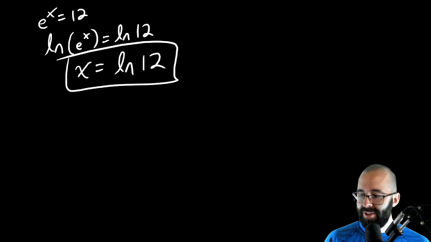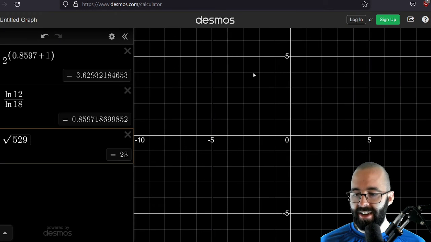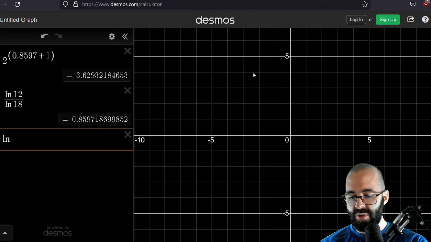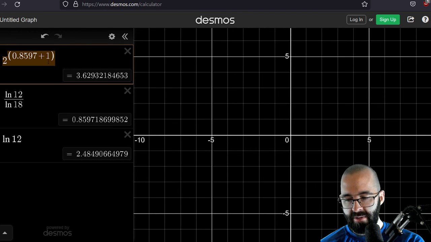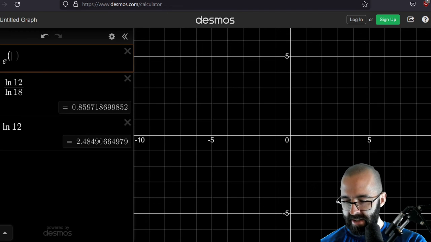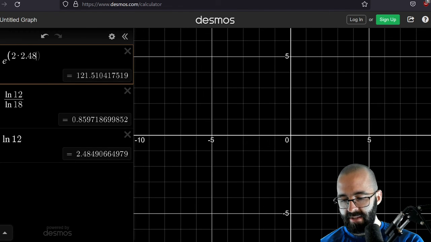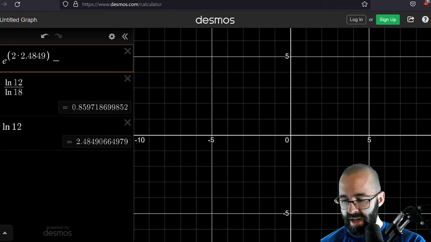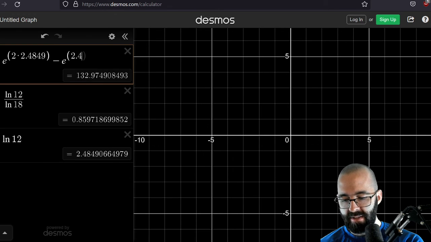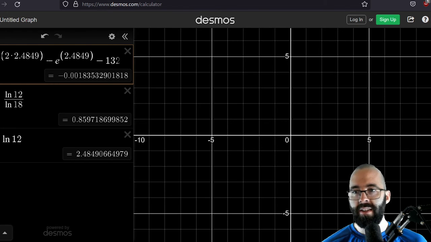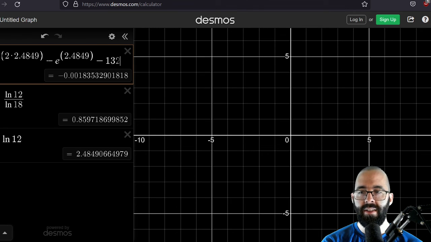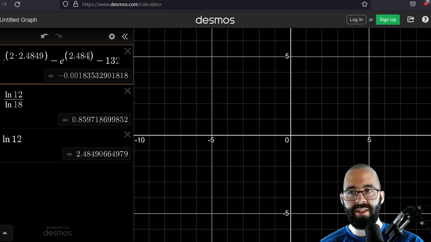Let's check our answer. Let's see if we did it right. All right, Desmos. The natural log of 12 is our answer. It's about 2.4849. Is e to the 2 times this answer, minus e raised to the 1 of this answer, minus 132? That's supposed to equal 0. Well, this is an approximation. It doesn't quite equal 0.